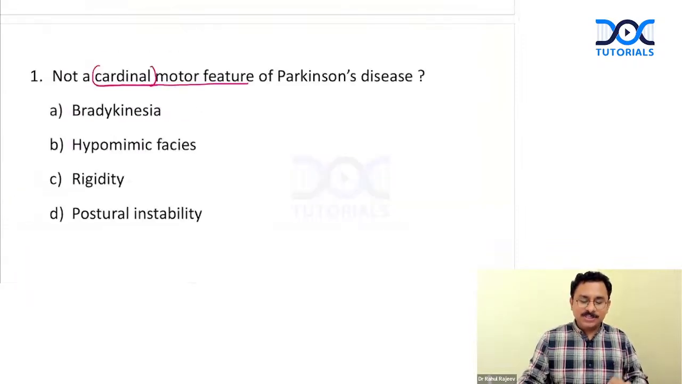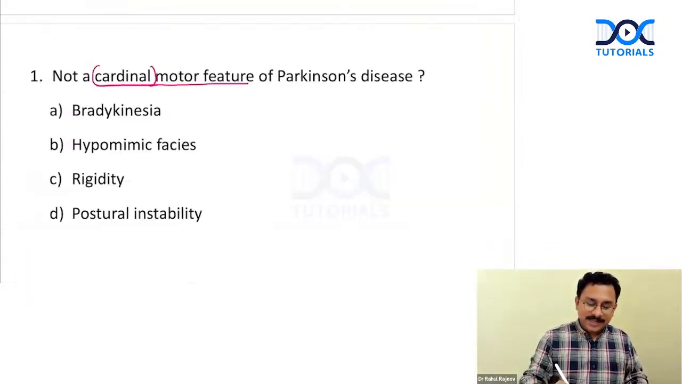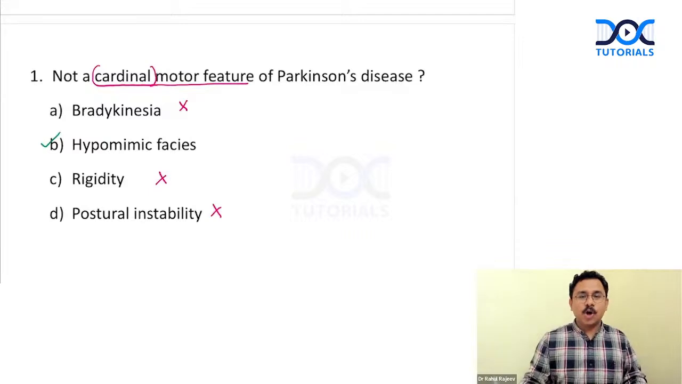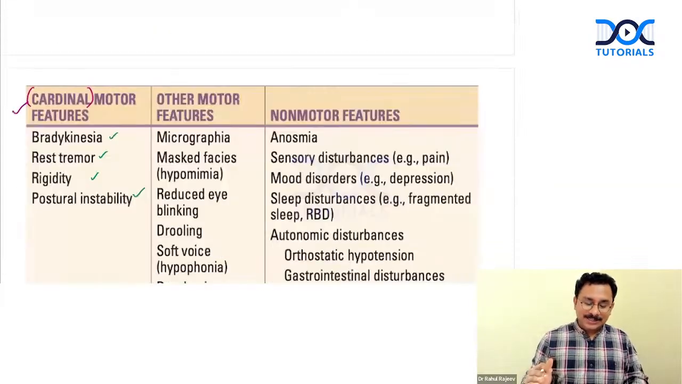So if you look at the options, bradykinesia, yes, it is a cardinal motor feature, so I can eliminate it. Rigidity is a cardinal motor feature. Postural instability is a cardinal motor feature. Hence, the answer is option B, hypomimic facies. Clear? Okay. Let's go to the next question.